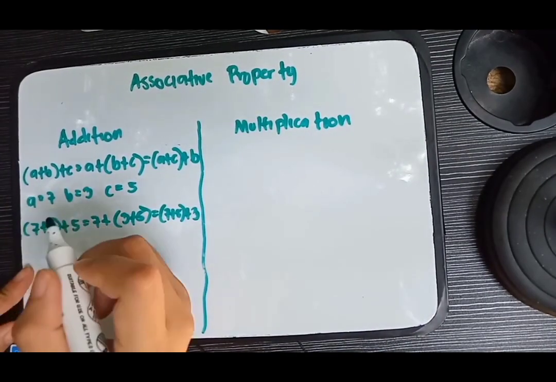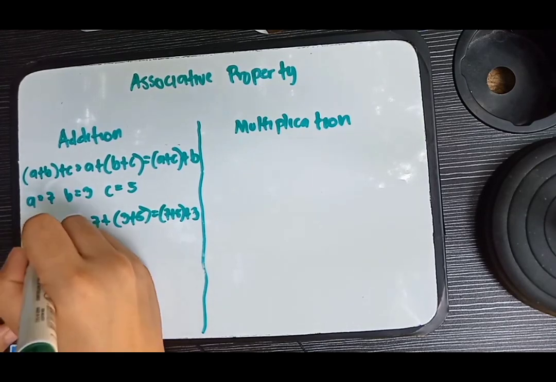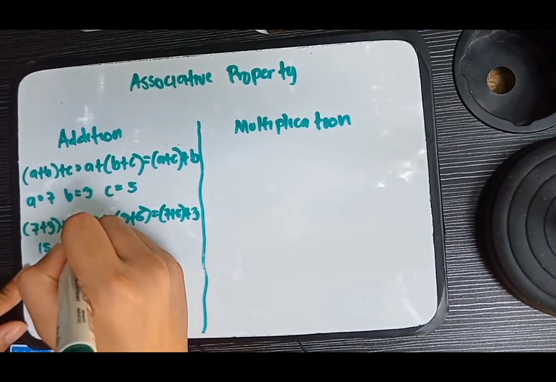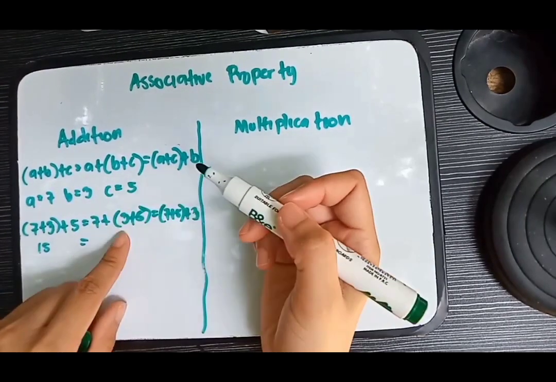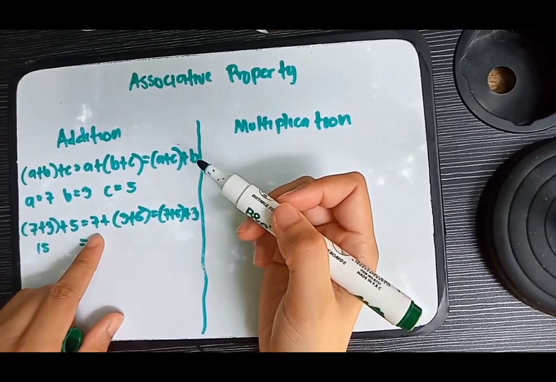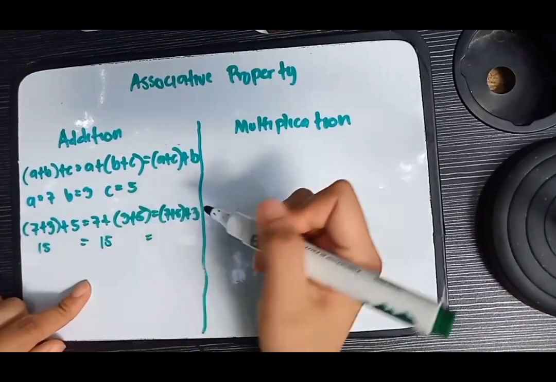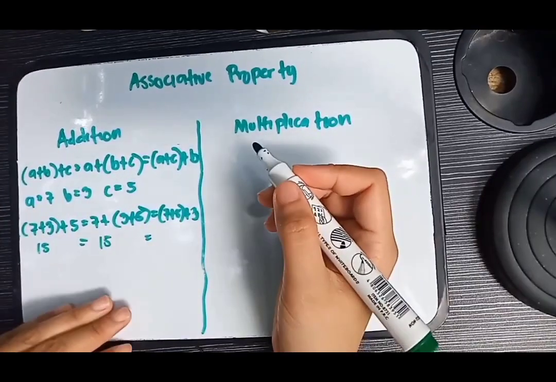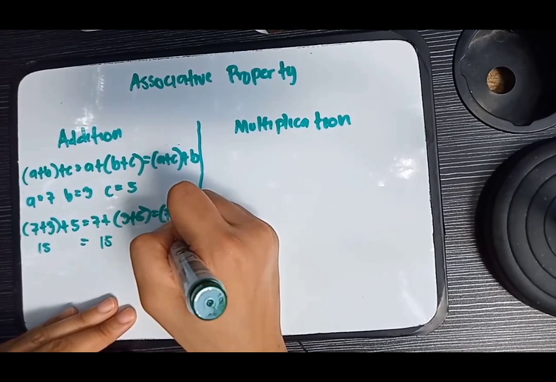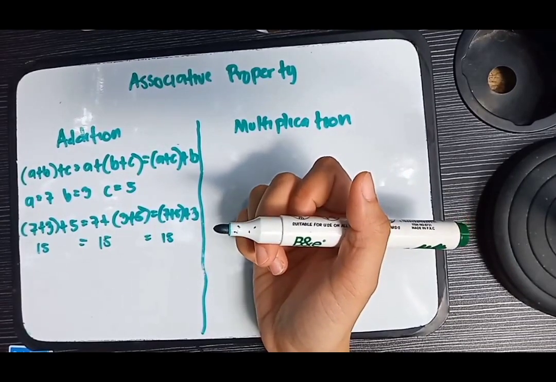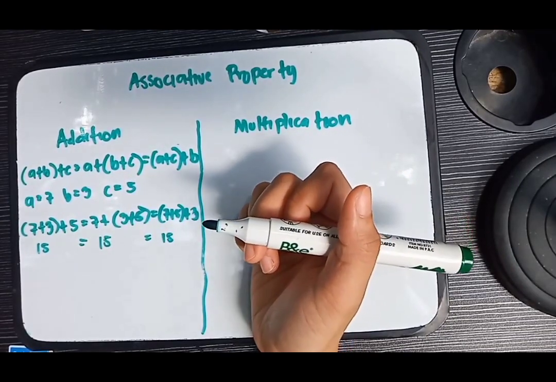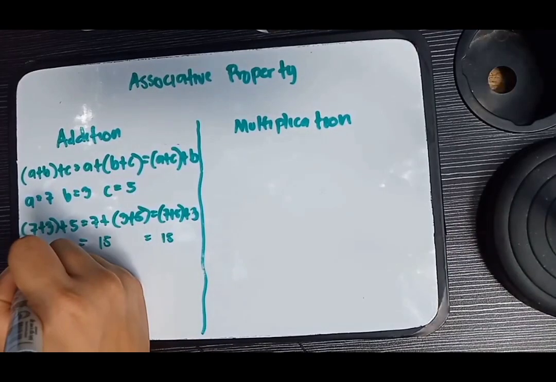So, 7 plus 3, 10 plus 5 is 15, equal to 3 plus 5, 8 plus 7 is 15, equal to 7 plus 5, 12 plus 3 is 15. So, the addends do not affect the sum.